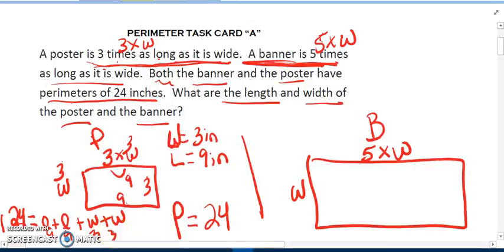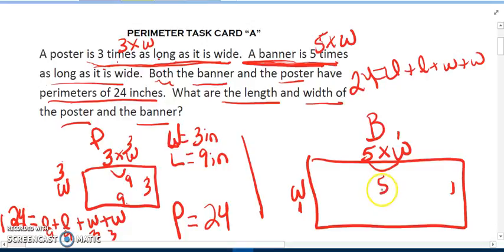Let's do the same thing over here. Let's try to find out what length plus width equals 24. So let's start with 1 again. So if this side is 1, this side is 1, I could put a 1 here. What's 5 times 1? That would be 5. So this would be 5. That's 10, 11, 12. Not enough. So let me erase those.